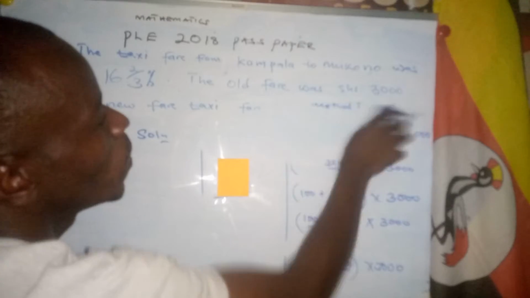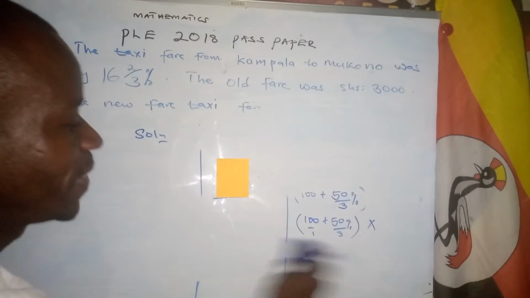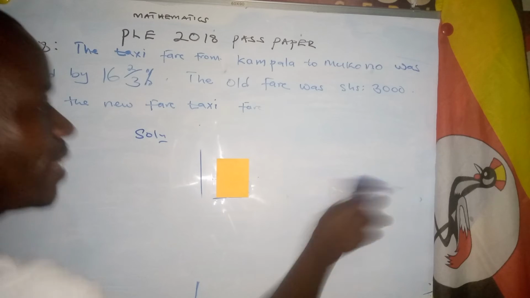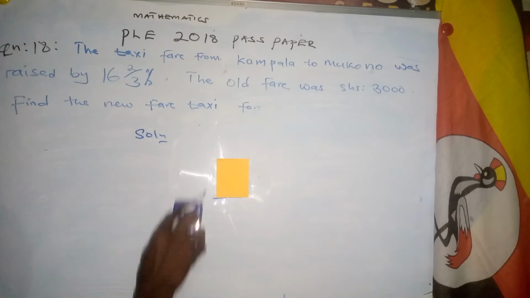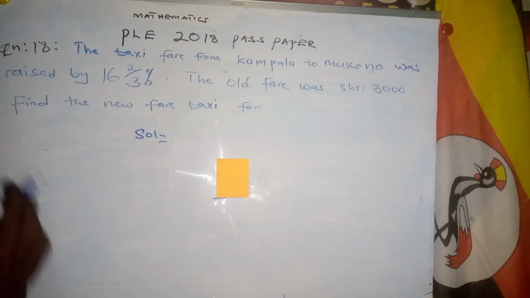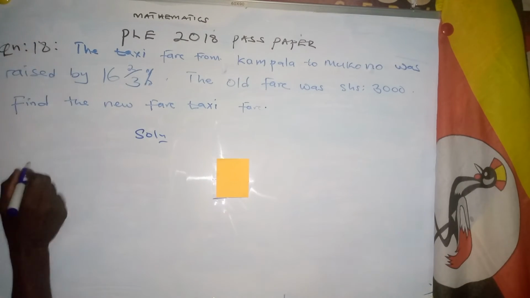Let us go to method 2. Mathematics is a very simple subject, very simple. And if you want mathematics to become easy, make mathematics a routine. Let us go to method 2.